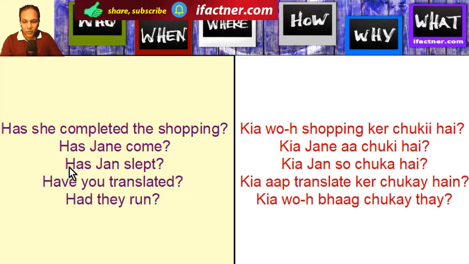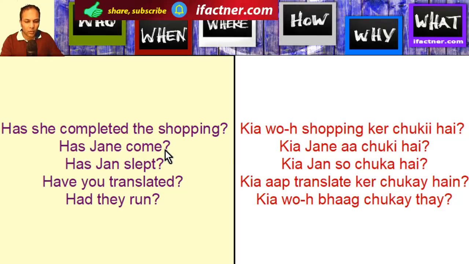Let's repeat the whole lesson. Has she completed the shopping? क्या वो शॉपिंग कर चुकी है? Because we have got has here. क्या with है means has, वो, she, shopping is shopping, करना is to do something. कर चुकी means done, completed, finished. क्या वो शॉपिंग कर चुकी है?